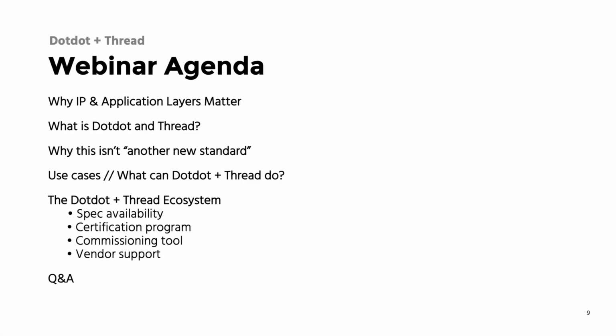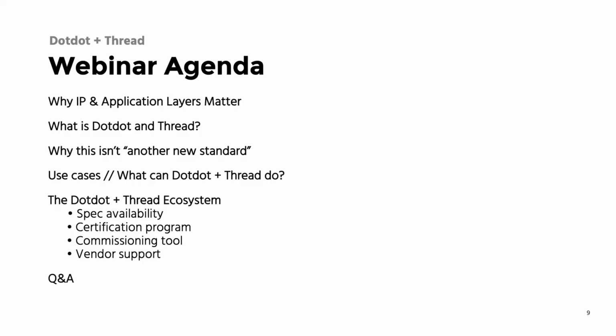So on that note, let's take a look at the agenda for the webinar today. First, we're going to start with a brief discussion on why IP and application layers matter, and why both of these things are key components of a complete solution for the IoT and for the smart home. Then we're going to talk a little bit about what exactly Dotdot and Thread are and how they relate to these key layers and key components. Talk about why this isn't yet another new standard, because the industry certainly doesn't need another one of those, but rather technologies built on ones that are robust and mature and well deployed.